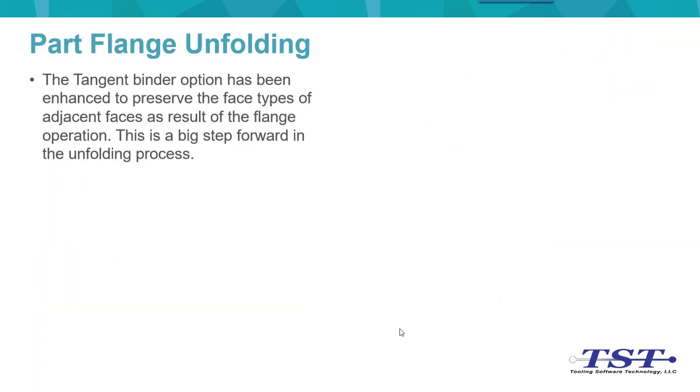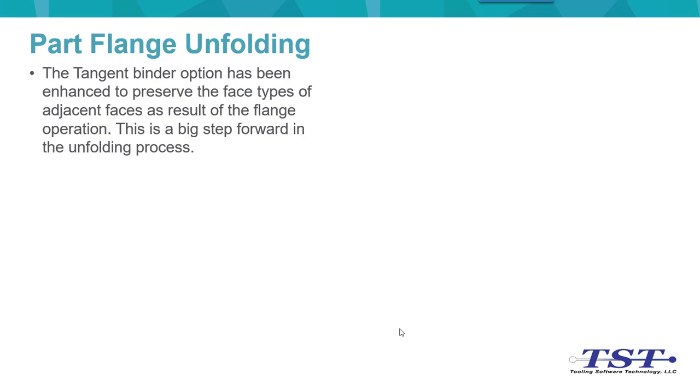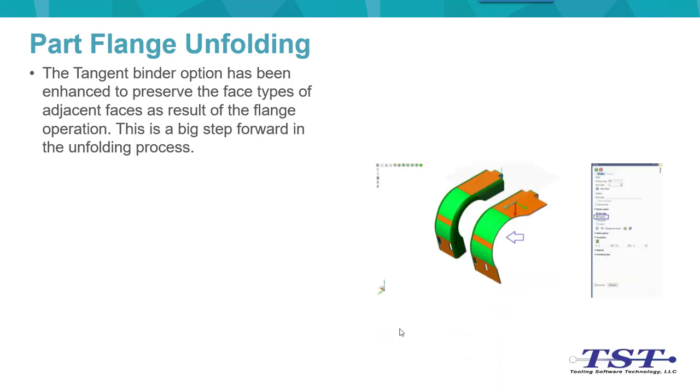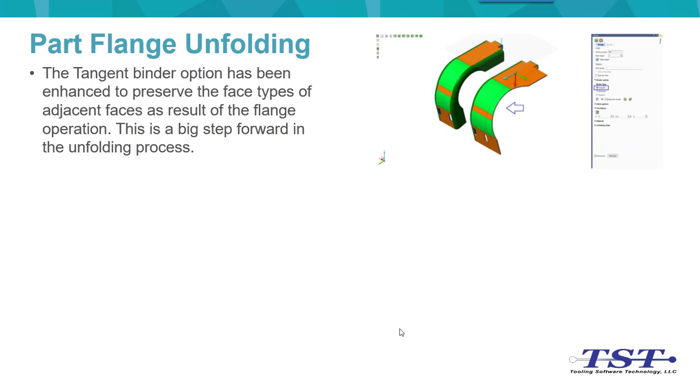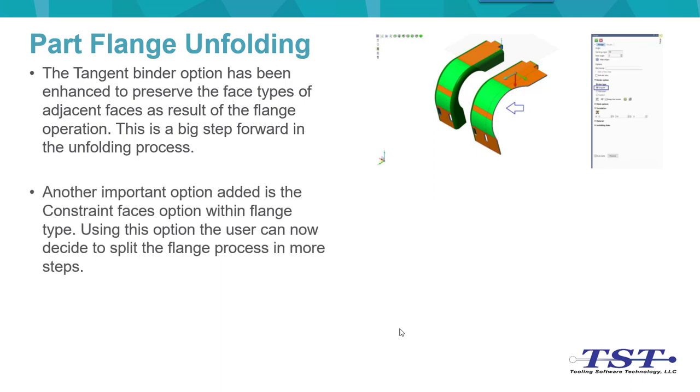Part flange unfolding. The tangent binder option has been enhanced to preserve the face types and adjacent faces as a result of the flange operation. This is a big step forward in the unfolding process. So basically what happens is when you define a flange, you have a flange area added. When you unfold it, it actually automatically adds it in as a plane, as a blend, and so on.